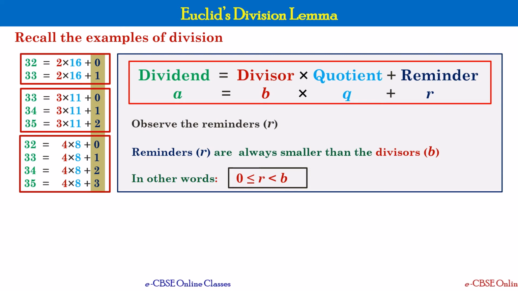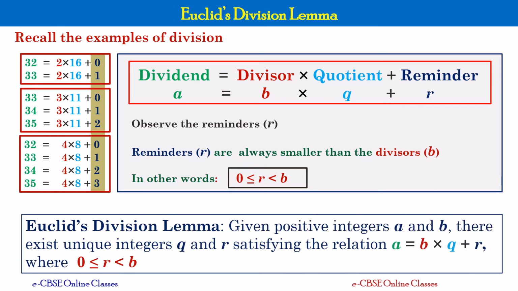So that is exactly what Euclid's division lemma says. It says given positive integers A and B, there exist unique integers Q and R satisfying the relation A is equal to B into Q plus R, where 0 less than or equal to R less than B. This is Euclid's division lemma. Please remember this definition, and we are going to work a couple of application examples in this video.